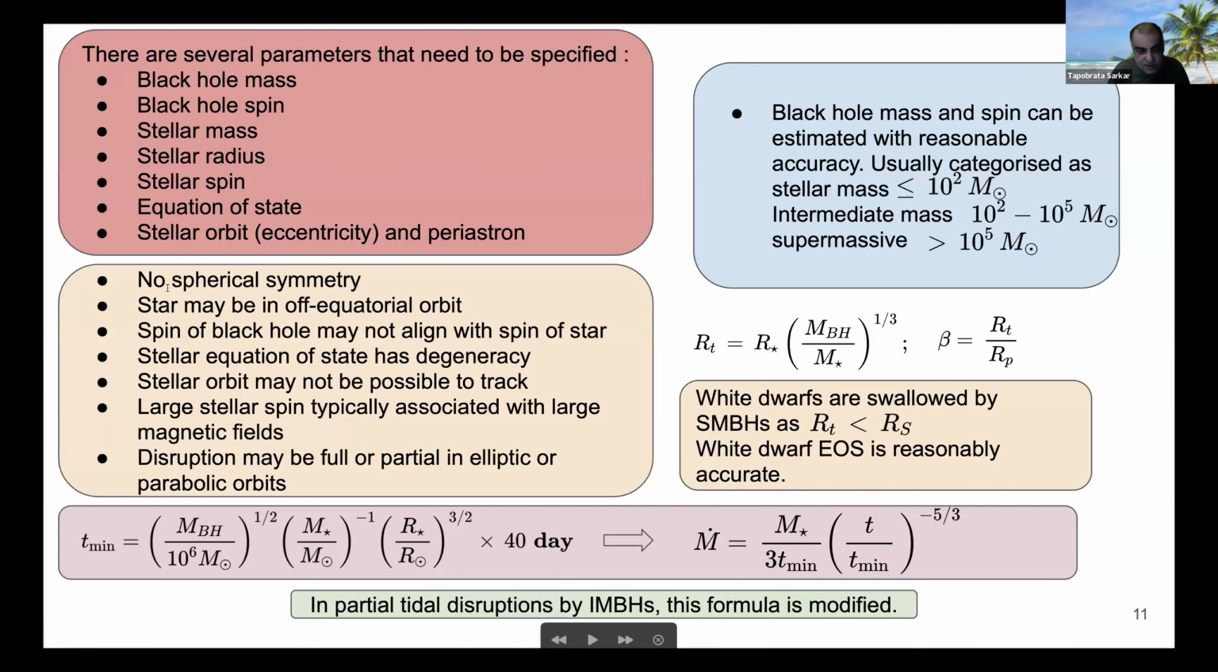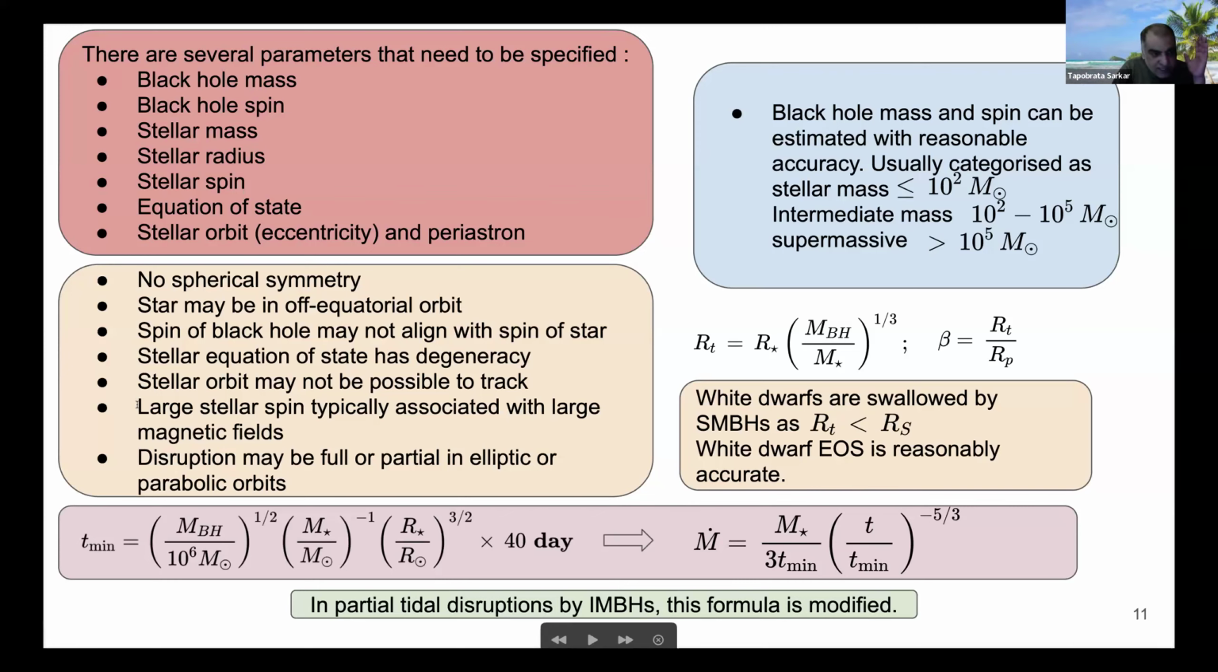How do you know the exact equation of state? Well, one possibility over here would be that you consider white dwarfs, for which the Chandrasekhar equation is an accurate thing. Another thing is that stellar orbits might not be possible to track. I mean, you are not going to focus your telescope on a star and say, okay, this is coming and will be disrupted and I will observe that one. That doesn't happen. You actually come to know about the tidal disruption when there is a luminous flare. So you are not really tracking a star, because it's not viable to keep tracking a star thinking that this star will be disrupted. Nothing like that.